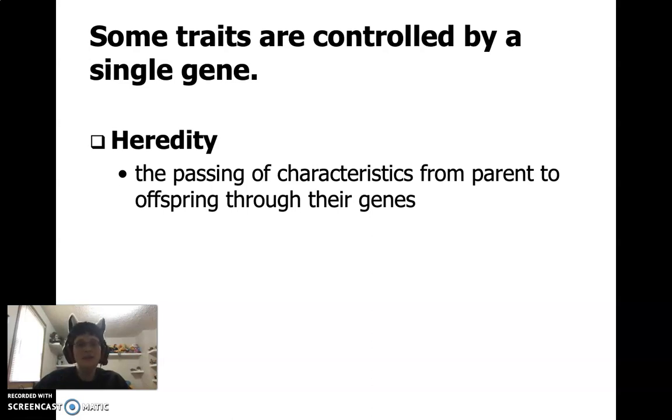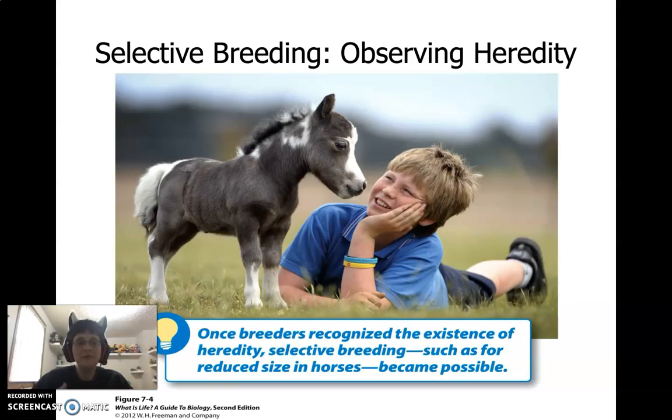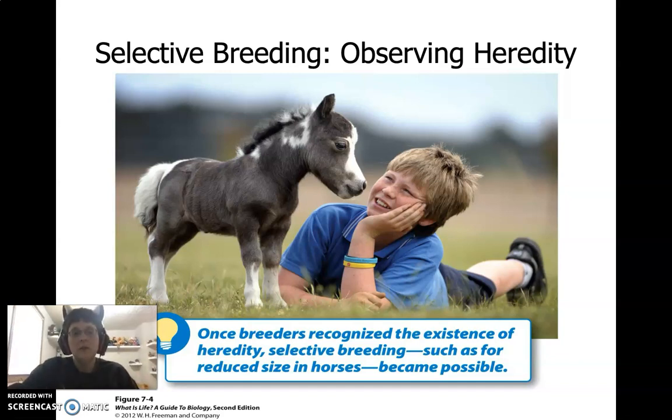And this idea of heredity has actually been around for a long time. We've known about heredity for quite a long time. So you've actually talked about this in class. We talked about selective breeding back at the very beginning of the semester. We talked about things like breeding pigs and cows. So that idea of making bigger animals or making corn ears bigger by selecting the bigger ones over time.